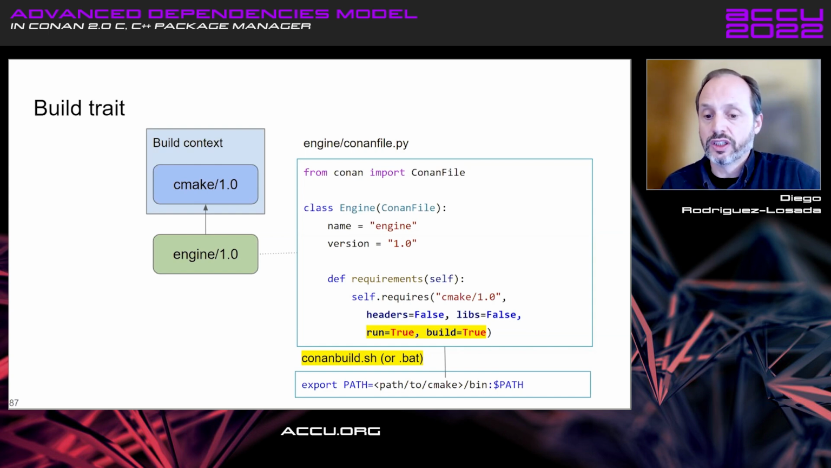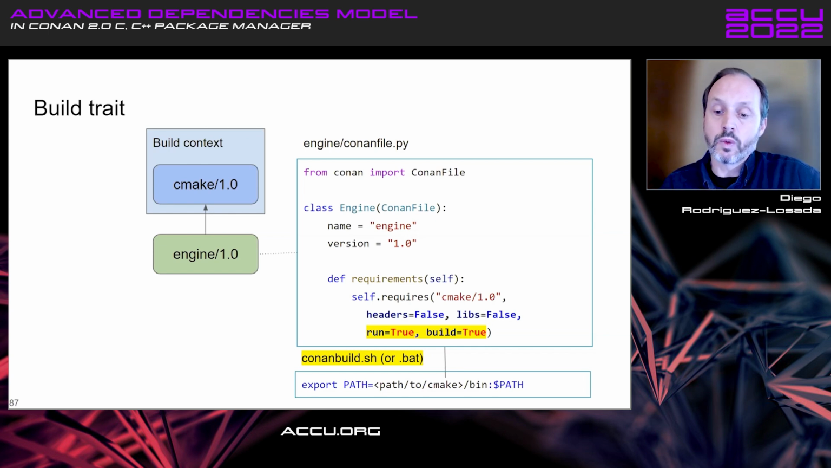And as such, it will not generate any CMake files for you. That would be ridiculous. Actually, it's a package containing CMake, so it doesn't make sense. But with the traits run equal true and build equal true, it will put the path of CMake into a script called conanbuild.sh or .bat, depending on the system.